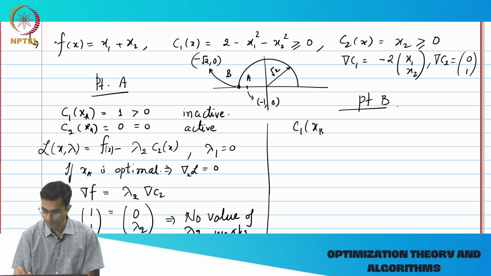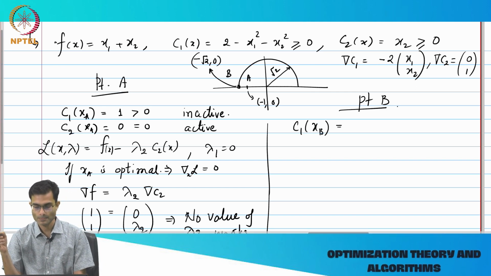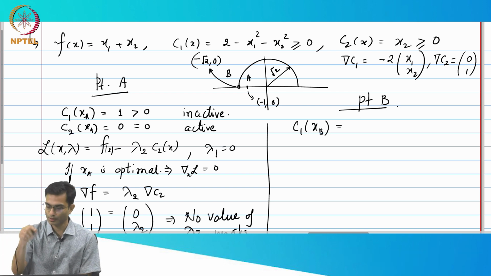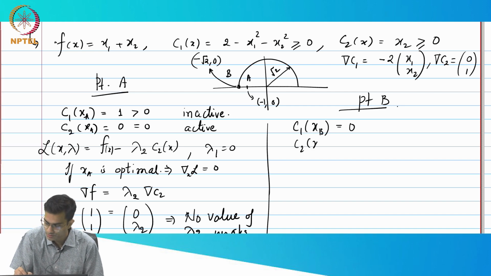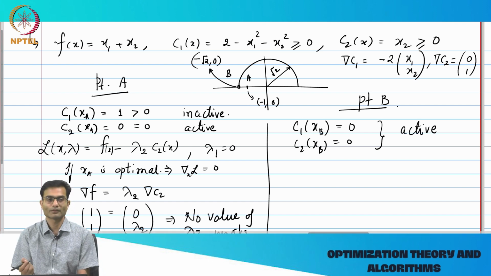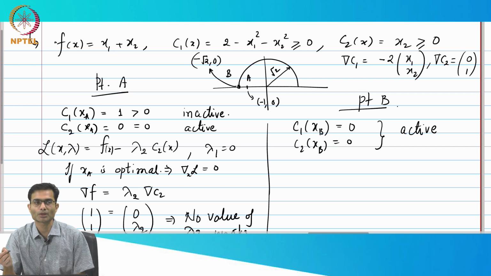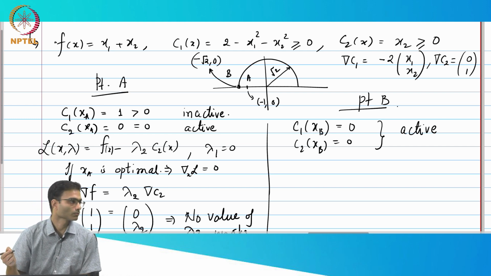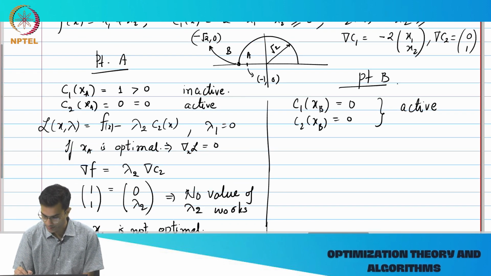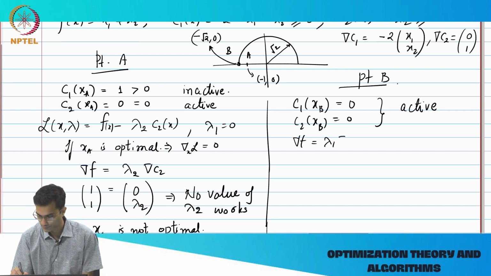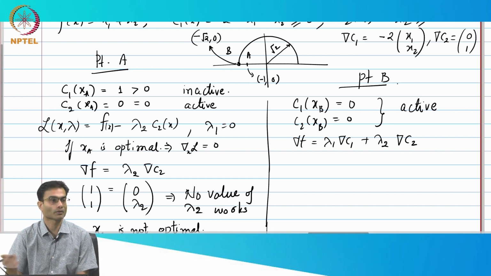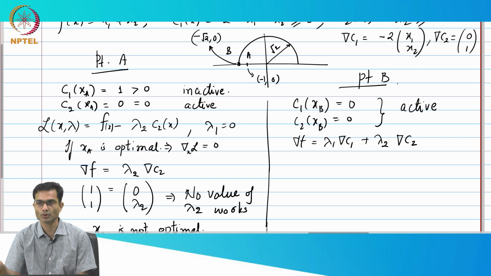Let us look at point B. What is C1 at B? What is B? Minus root 2 comma 0. So, therefore, it's on the corner over there. So C1 is 0, C2 is equal to 0. That means both are active. If both are active, can I say anything about lambda 1, lambda 2? They need not be 0, right? So, I would then have to have grad F equal to lambda 1 grad C1 plus lambda 2 grad C2, okay.